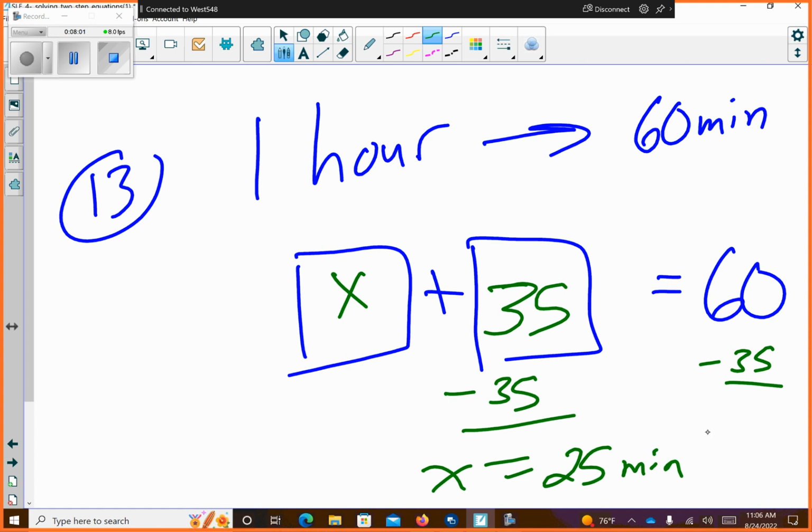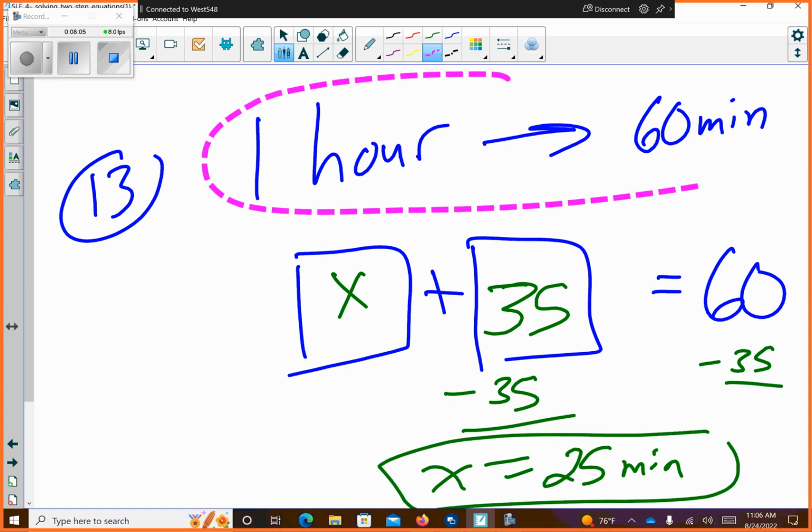So things to note about this problem. I made that conversion just because I kind of knew it takes an hour. Well, you have to know that 60 minutes are part of an hour. That's an important part of this. And there's an awful lot of word problems here.